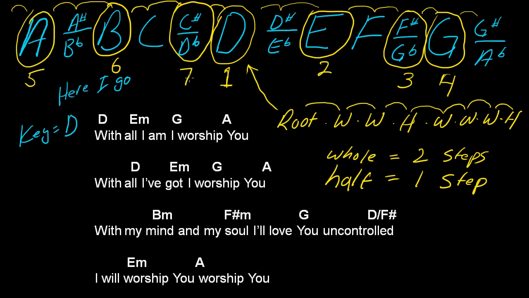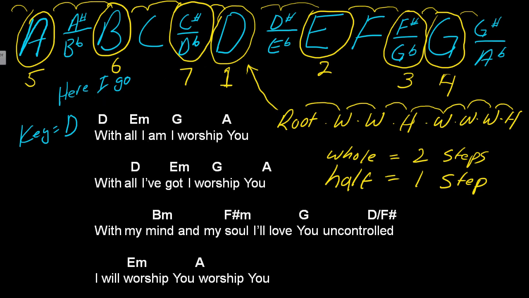And remember, in the lesson on the chord progression theory, we know that number 2, number 3, and number 6 are minor. Number 1, number 4, and number 5 are major. So we're going to take this song here, Here I Go, and we'll dissect this and convert it into numbers. So D here is number 1.